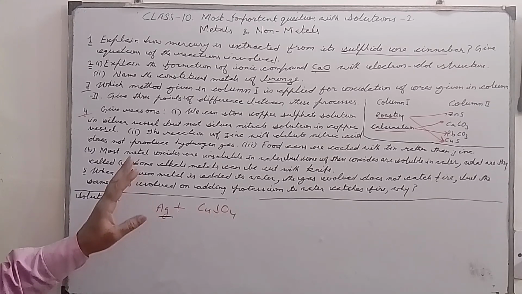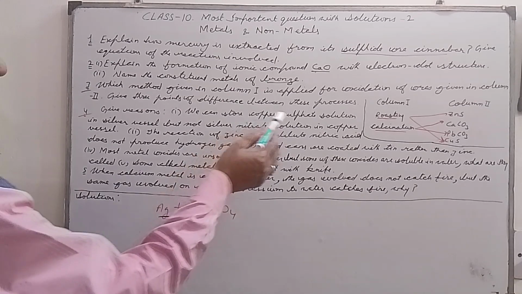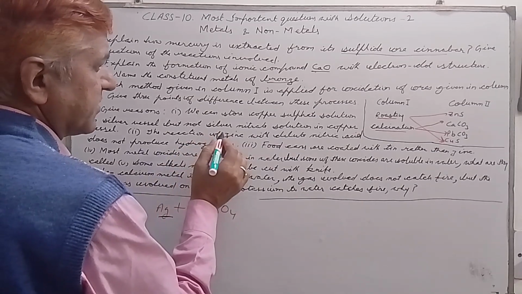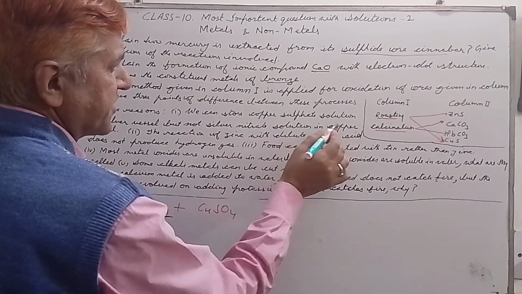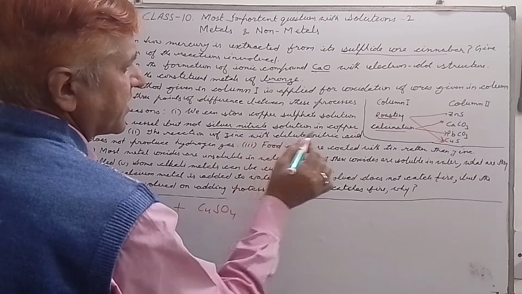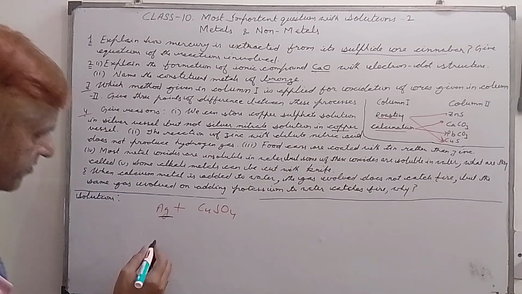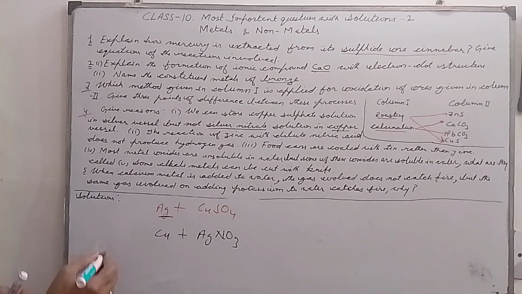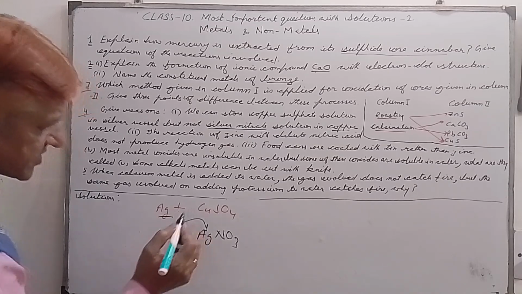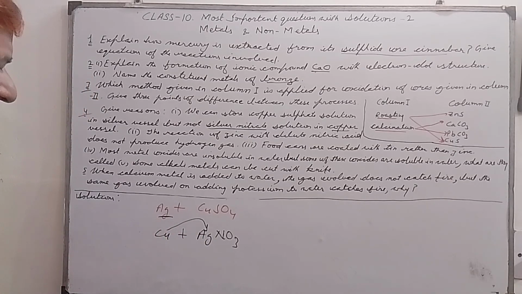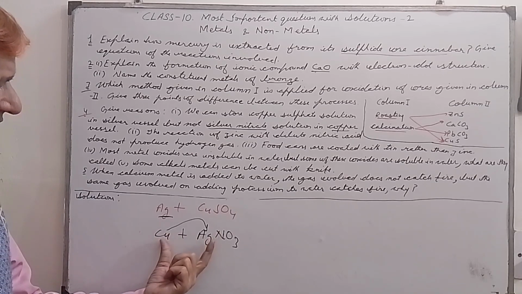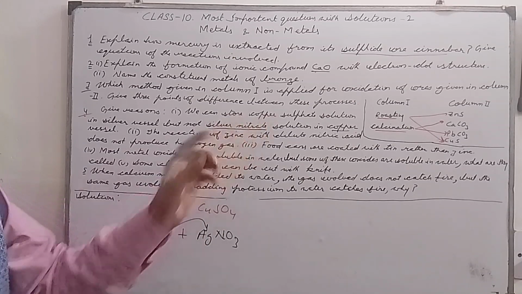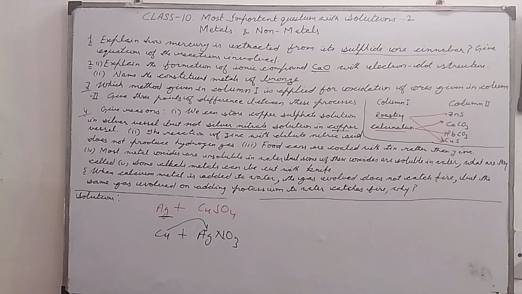So there is no harm in storing copper sulfate solution in silver vessel. But silver nitrate solution we cannot store in copper. Why? Because copper plus silver nitrate. Copper is more reactive, so it will displace silver from silver nitrate. So actually copper and silver nitrate will react. So we cannot store silver nitrate solution in copper vessel. I hope that you understood the answer of this question.